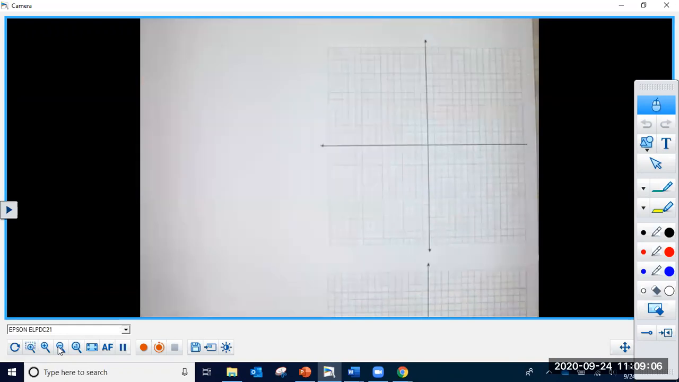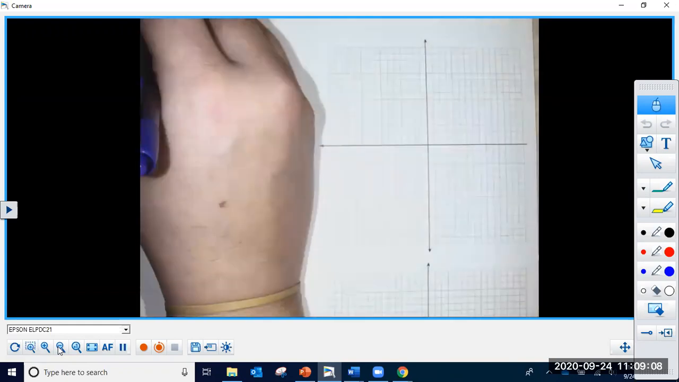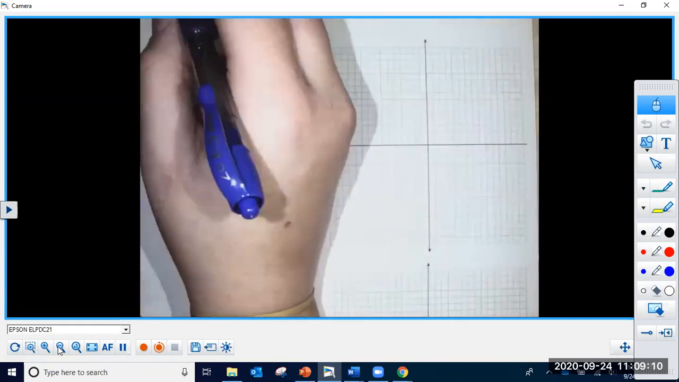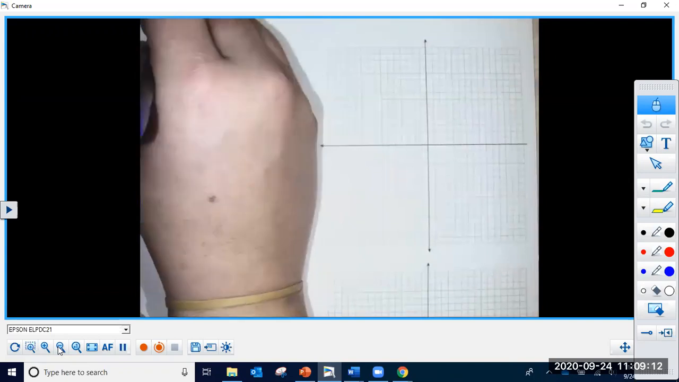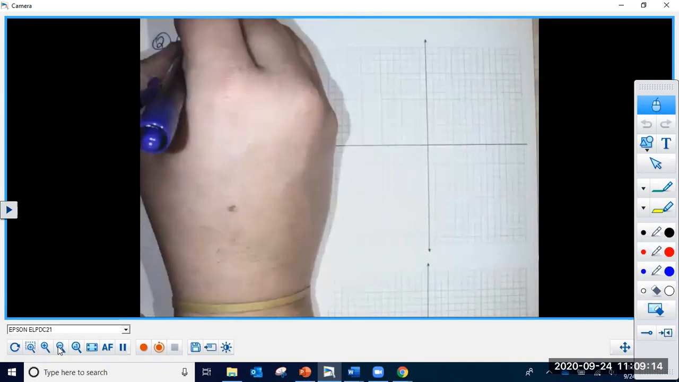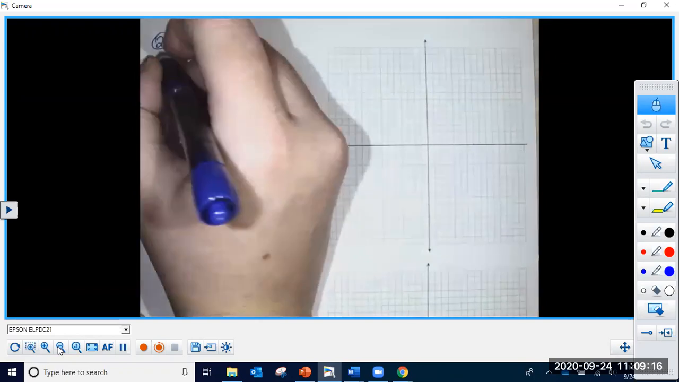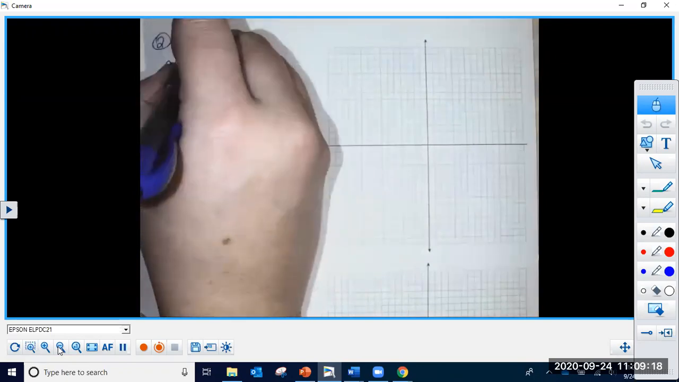We'll do one that's different. All right, I'll say this is number 2. It's going to say graph using 7 steps. I'll call this one g of x.